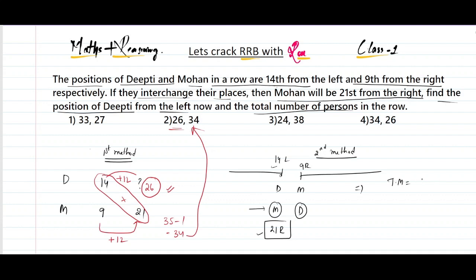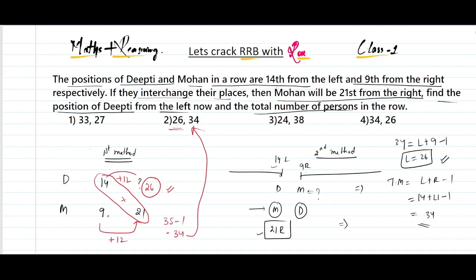If you have both positions of a person, how will you find the total numbers? Total members, simply left plus right minus 1, right? So 14 plus 21 minus 1, 35 minus 1, 34 is the total members. Now here we want Mohan's position from the left, so apply the same formula: 34 equals, here we have the right position, we want the left position, 9 minus 1, 8, 34 minus 8, 26.